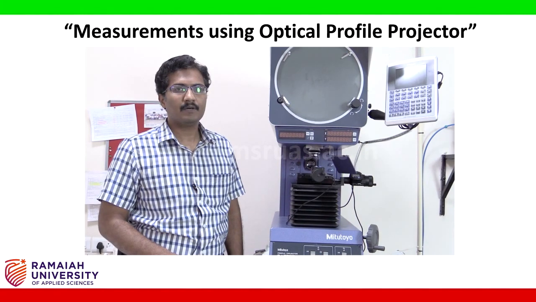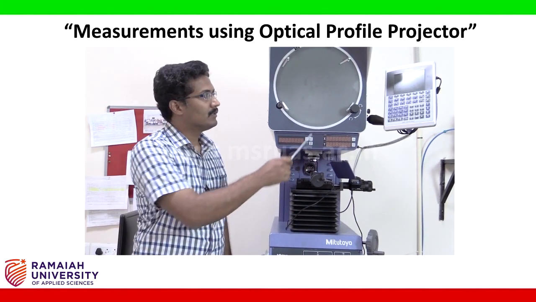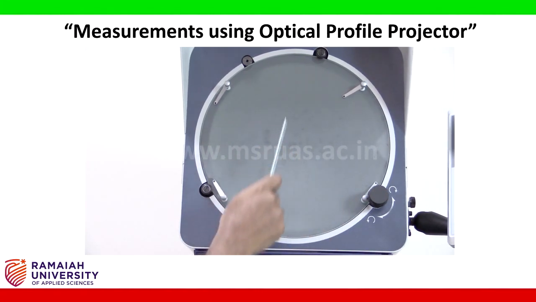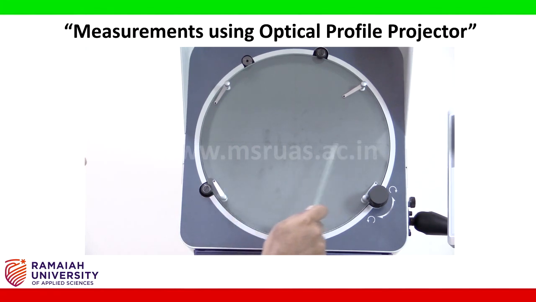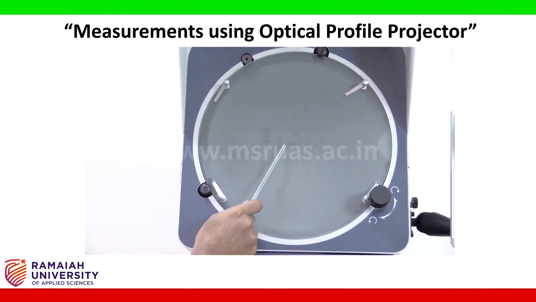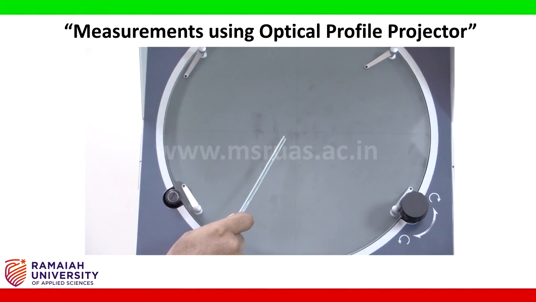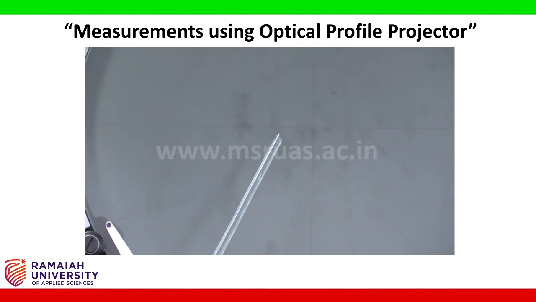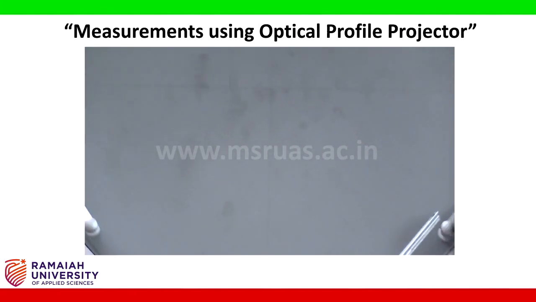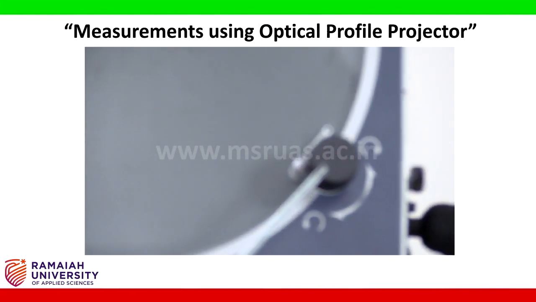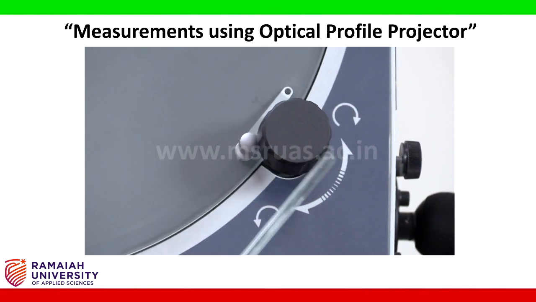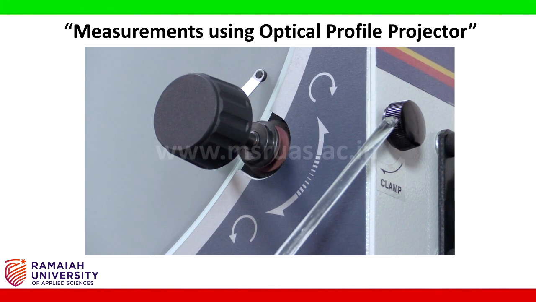The different parts of a profile projector are the projector screen. The profile projector screen has two lines, the x-axis line and the y-axis line. Both lines meet to form a crosshair. This crosshair helps us to pinpoint the coordinates on the projected image. The angles can be obtained by rotating the angle screw. This angle screw rotation can be locked by using this clamp nut.